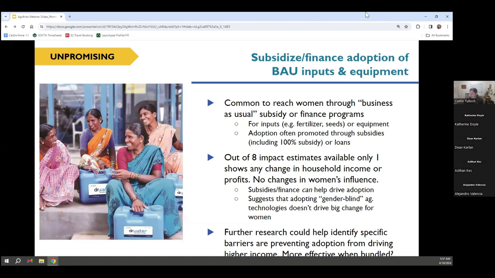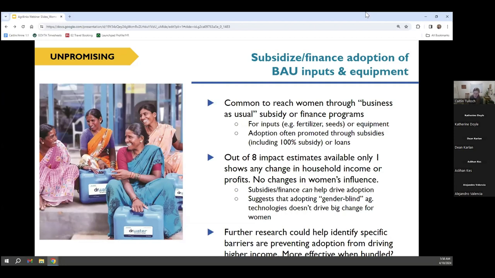We have a number of studies on this, and out of 8 impact estimates available, only one showed any change in household income or profits. So that is not the scale of impacts that you would hope to see, especially when you consider that we have alternatives we reviewed, which are promising or good buys that are more routinely delivering reliable impact on these outcome measures. None of these programs were able to show any change in women's influence over household income. Perhaps that's less unexpected. This is not to say that these programs were having no impact. And we did absolutely see subsidies and finance driving adoption of new techniques, equipment, et cetera.